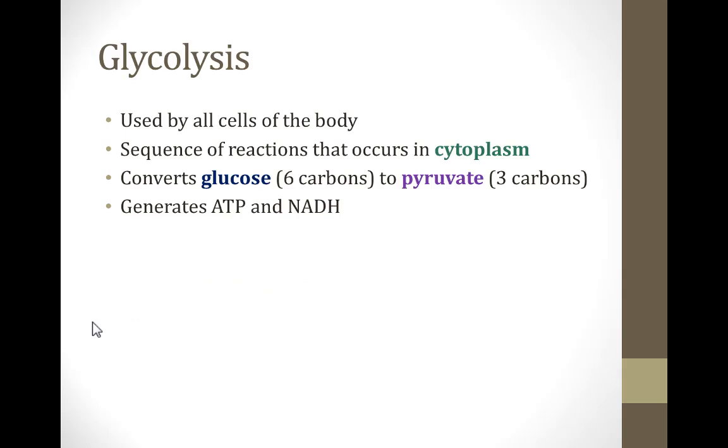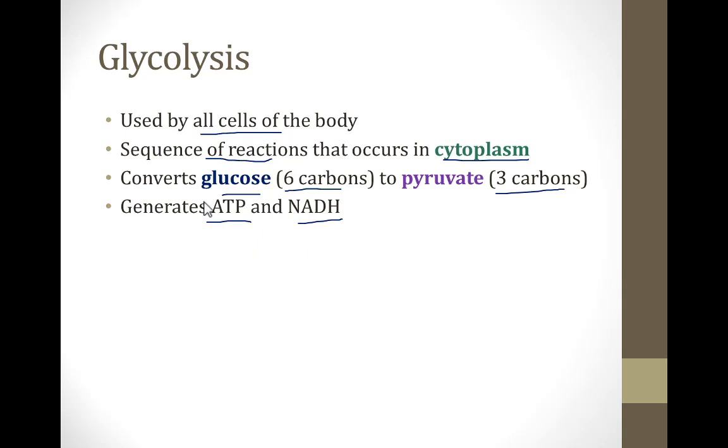Glycolysis is a very ancient way of generating energy for cellular metabolism. It was probably one of the first methods of generating energy used by life when it formed on Earth. And in the human body, it's used by all cells. It's a sequence of reactions that occurs in the cytoplasm of cells, and it converts glucose, which as you may know has 6 carbons, to pyruvate, which has 3 carbons. And in the process of doing this, it generates ATP and NADH.